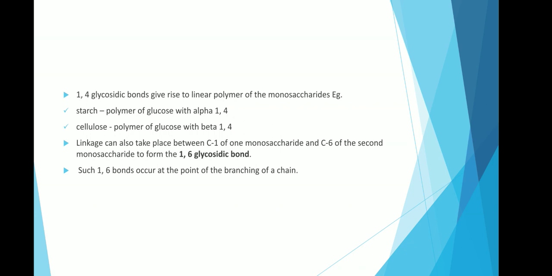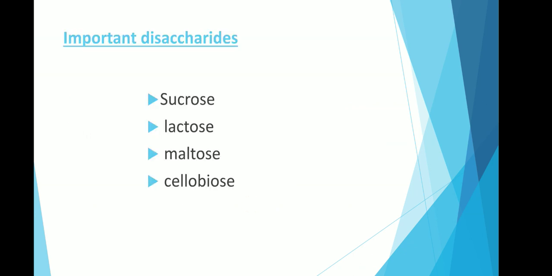Name the glycosidic bond occurring at the branching point of a chain. The 1,6 glycosidic bond. Name the glycosidic bond occurring in the linear polymer of the monosaccharide, that is 1,4 glycosidic bond. Okay. So important disaccharides are sucrose, lactose, maltose and cellobiose.